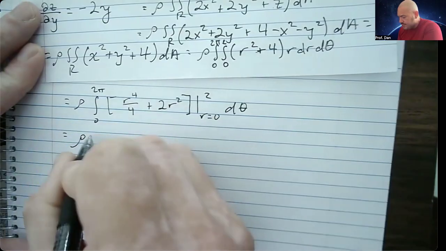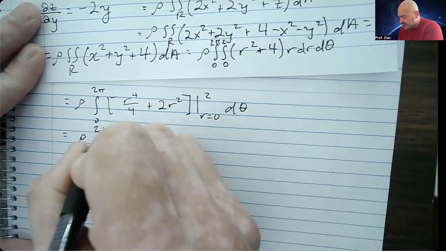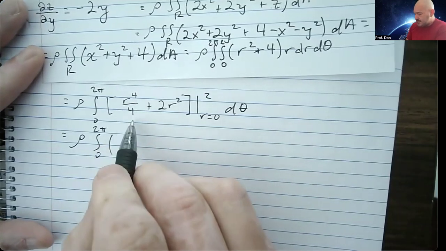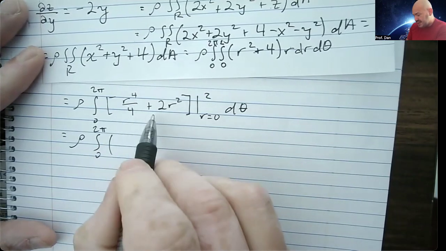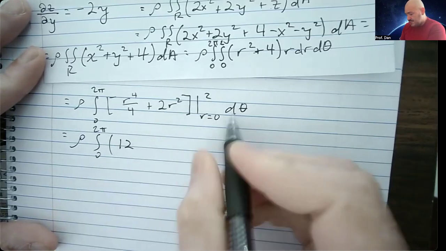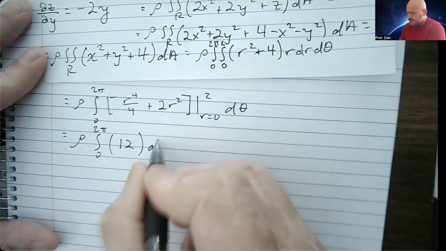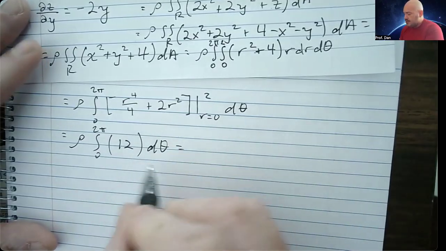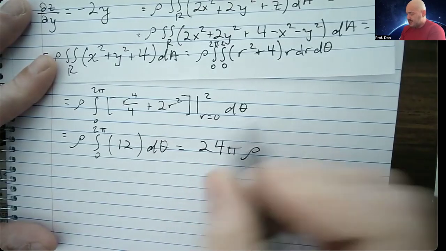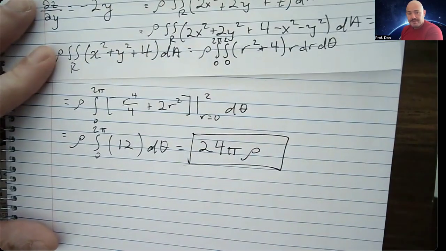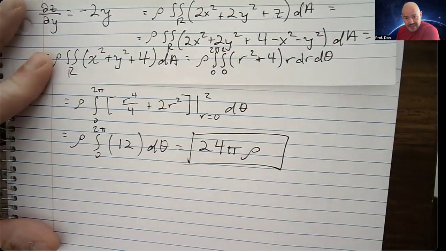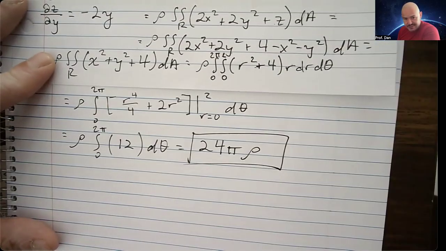So I get rho multiplied by the integral from 0 to 2 pi. That's going to be 16 over 4, so 4 plus 8. If I plug 0 in, I get 0. So my answer would end up being 24 pi times the constant mass density rho. And that's the flux. That is the rate of flow of the mass through the surface S.